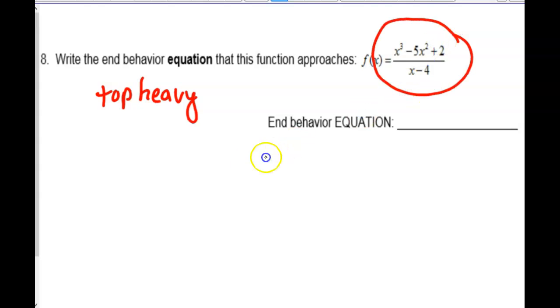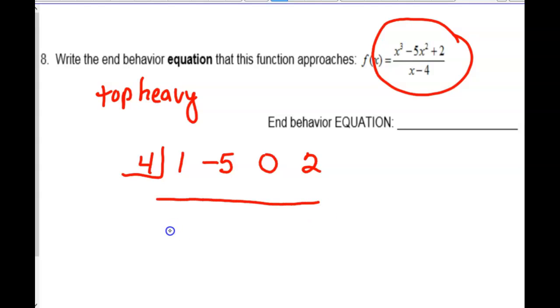What can we do for this question? Synthetic division, right? So what goes in the box? Be very careful. What goes across the top? 1 for the x cubed, negative 5 for the x squared, 0 for the x, and then 2. Some of you still struggle with this. Bring down, multiply, add, multiply, add, multiply, add. Did anyone else get those numbers? Because sometimes I struggle with this.